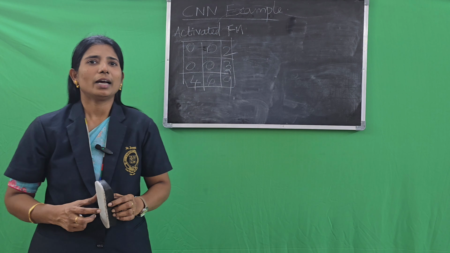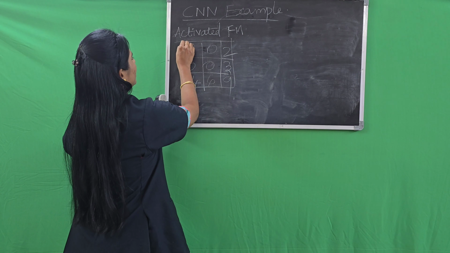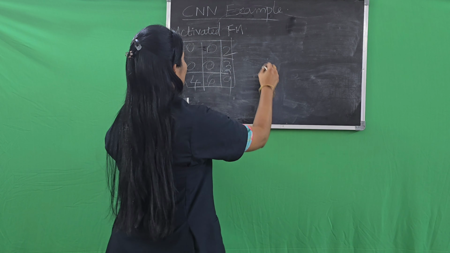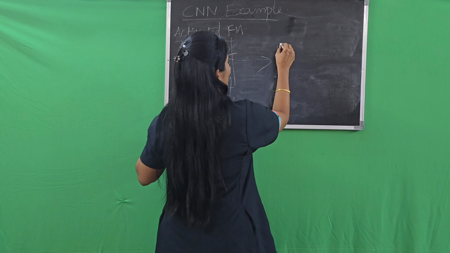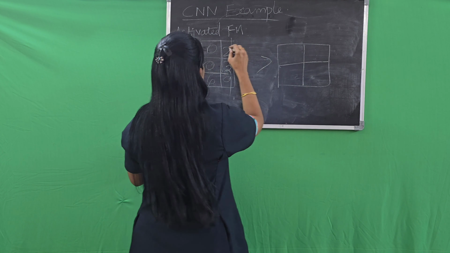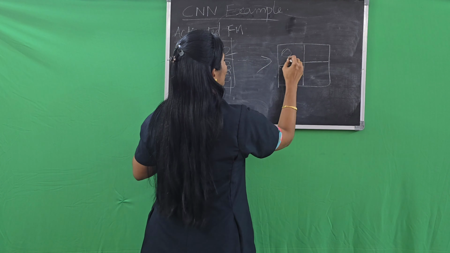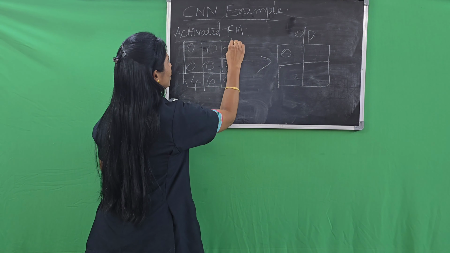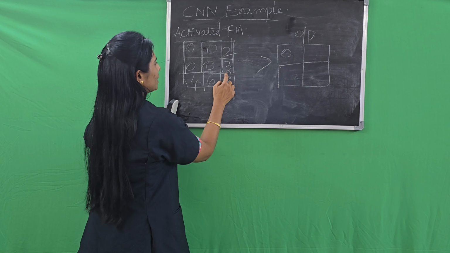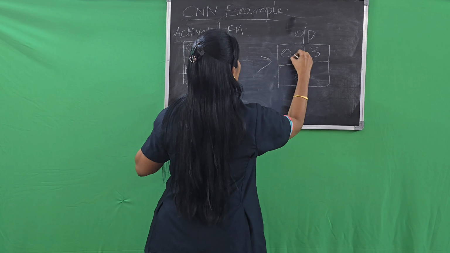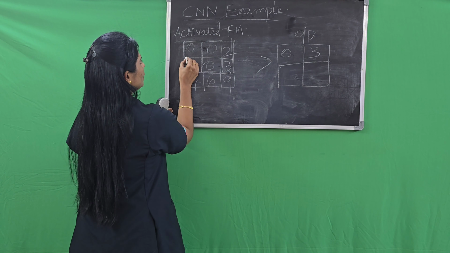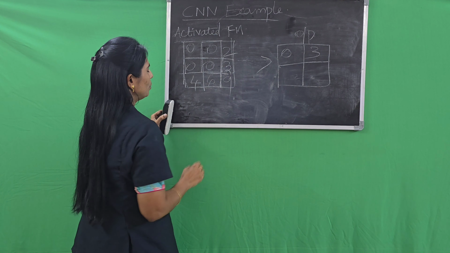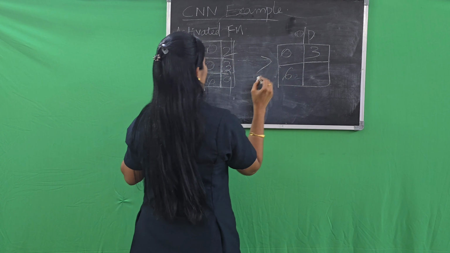So first, I am going to apply the filter here and pick the maximum value. Here the maximum value is 0. This will be stored in the pooled output. Then apply the filter here. Then take the maximum value 3. This will be stored here. Then apply the filter on this region. Then take the maximum value 6, which will be stored here.